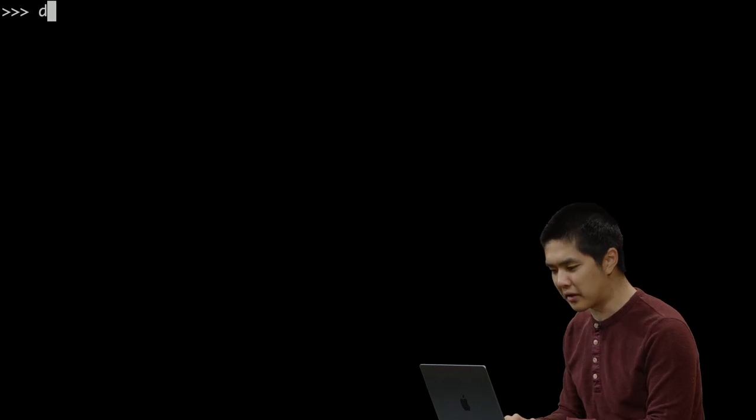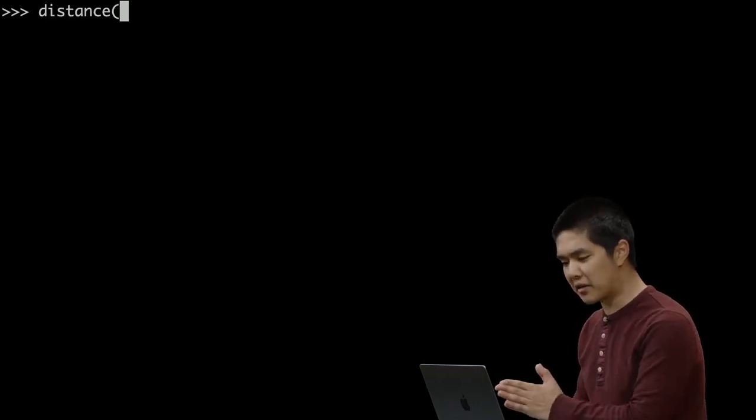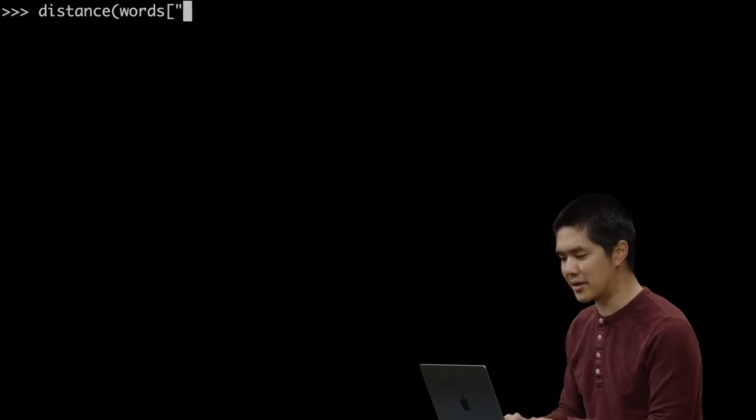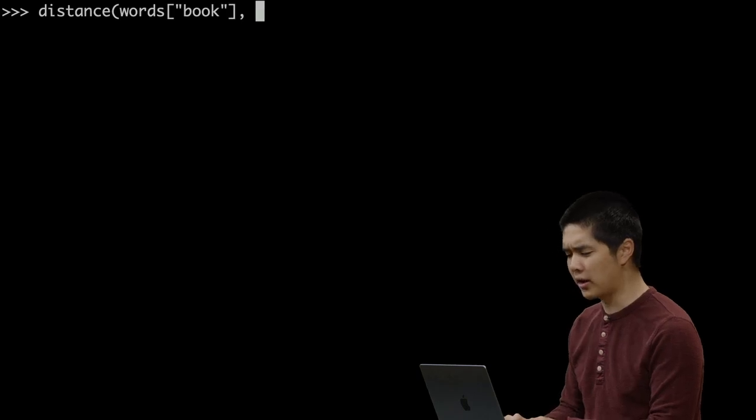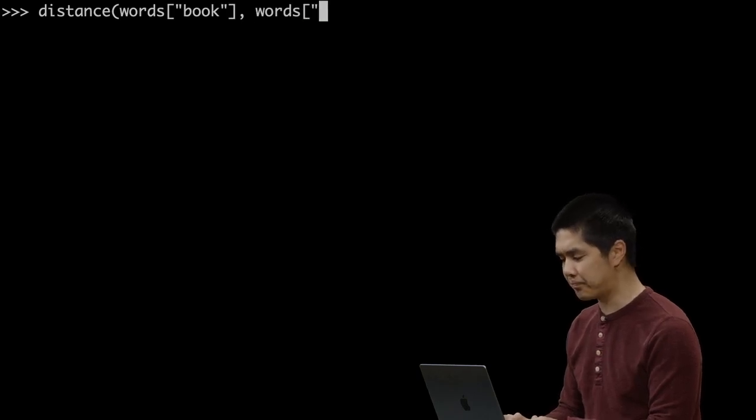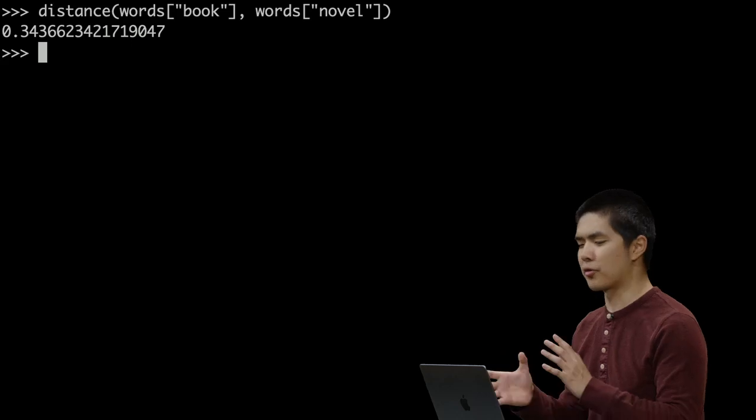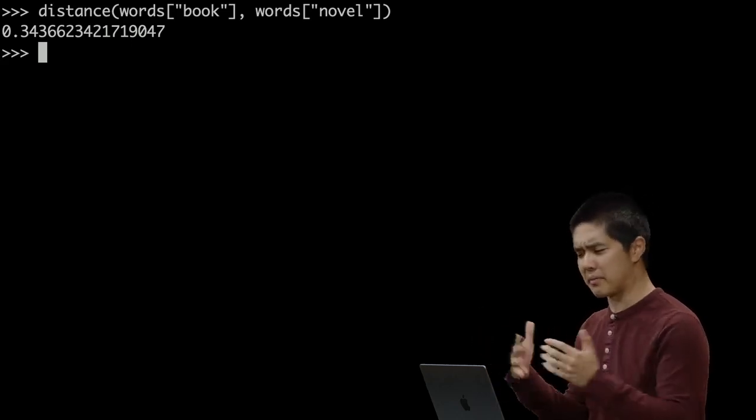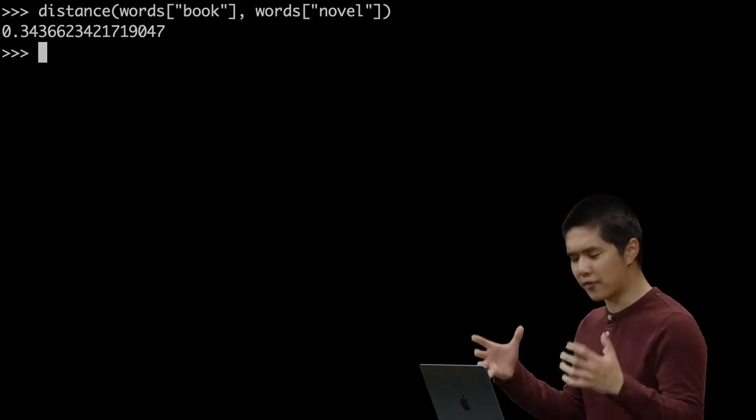So we could use this distance function, which is going to get us the distance between two word vectors. And we might say, what is the distance between the vector representation for the word book and the vector representation for the word novel? And we see that it's 0.34. You can kind of interpret 0 as being really close together and 1 being very far apart.